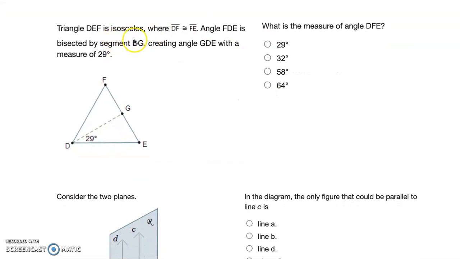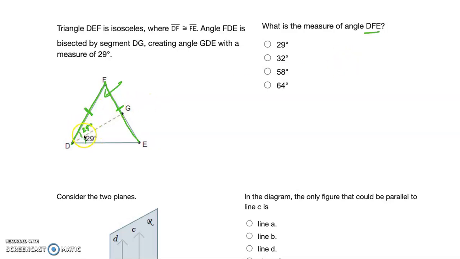Here we have triangle DEF as isosceles, where DF is congruent to FE. So these are my two congruent sides of my isosceles triangle. And we've bisected this. So this 29 degrees, that's got to be 29 degrees as well. So now the question is, what is the measure of DFE? We want to know the vertex angle.